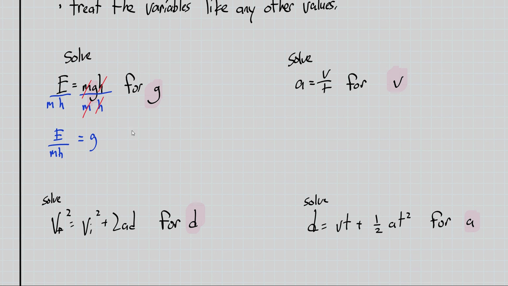Let's do some more. Solve a is equal to v over t, so acceleration, velocity, time, for v. v is the variable that I care about now. That's the one. So I ask myself, is it alone on one side of the equal sign? It is not. What's happening to it? It's being divided by t. How do I fix that? Multiply by t. Why do I do that? So that I have a top and bottom pair to cancel.